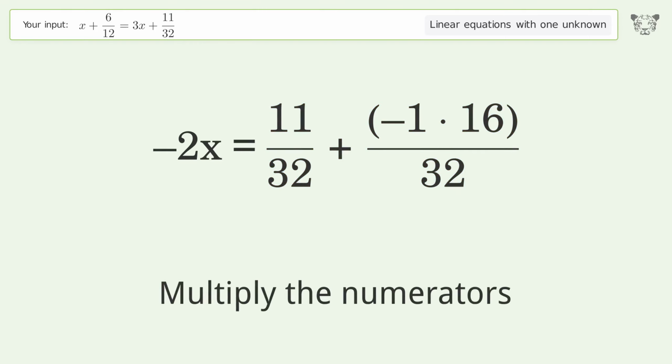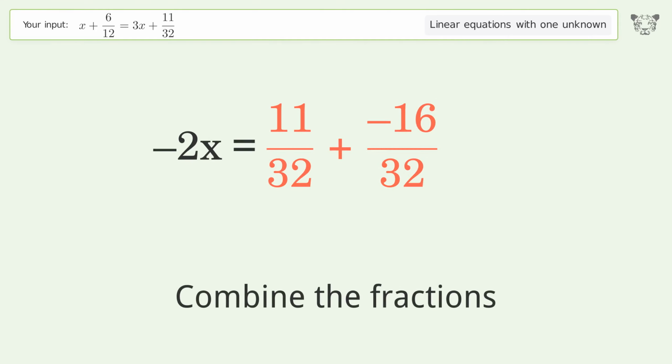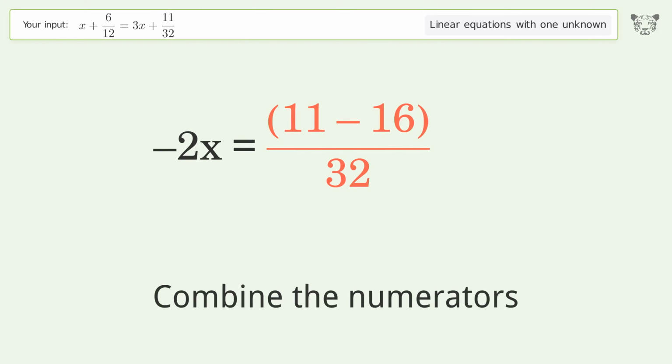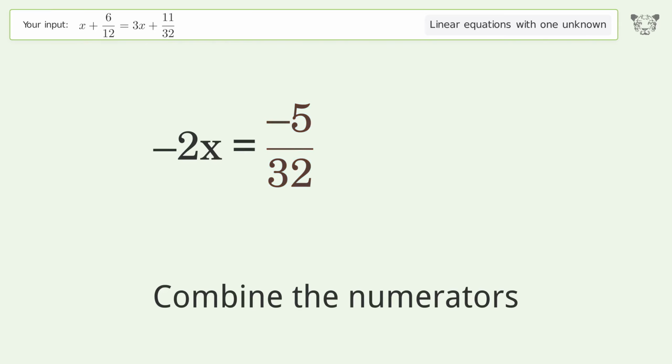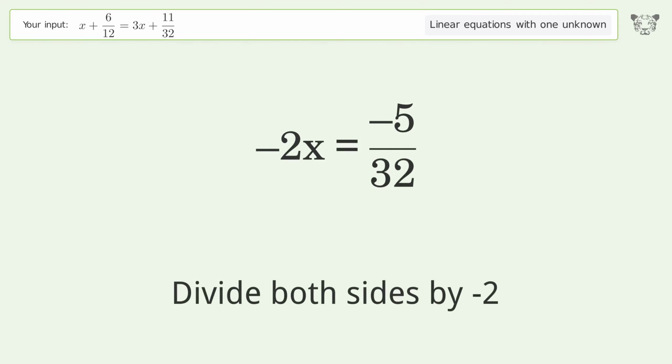Multiply the numerators. Combine the fractions. Combine the numerators. Isolate the x. Divide both sides by -2.